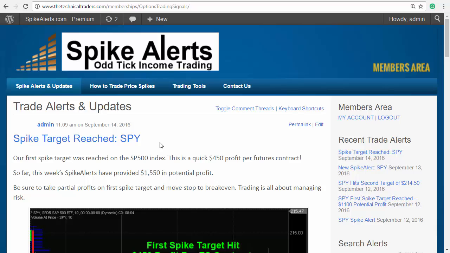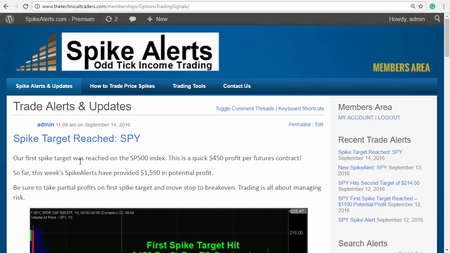So that is how Spike Alerts works. It's an email, SMS text alert, and members area service. So every time there is an update or a spike alert, you are sent an email and an SMS text message to your mobile phone, for which you would need to go to your profile page. You go to My Account, there'll be a profile button, click that. You add your mobile phone to the SMS text area to be sure that you get the alerts.